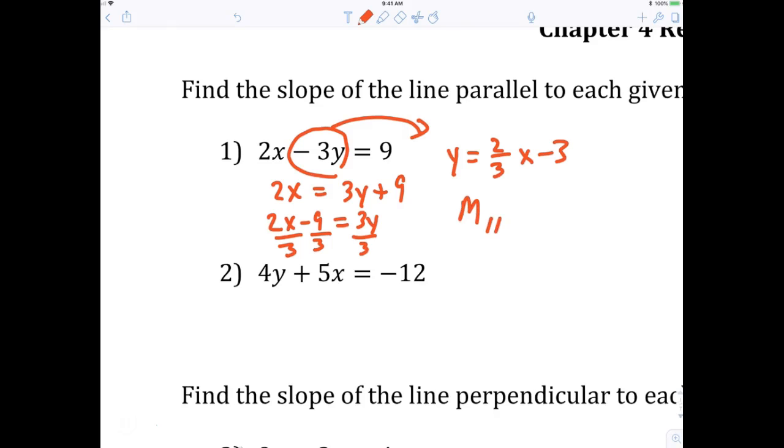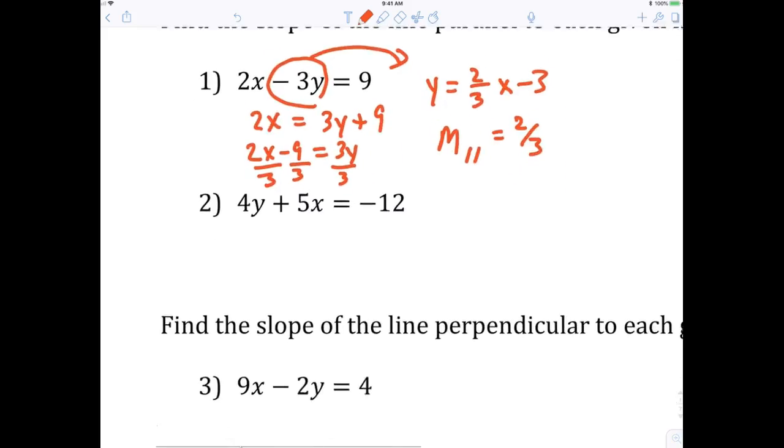So the slope of the parallel line would be what? 2/3. Thank you. Would be 2/3. Alex, you with me? Girls?